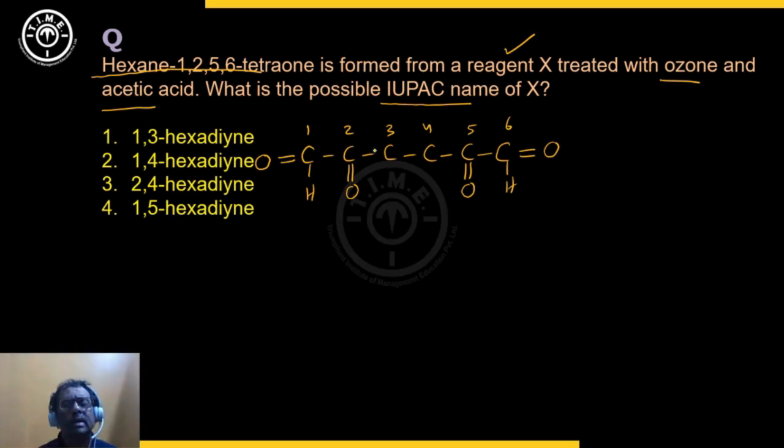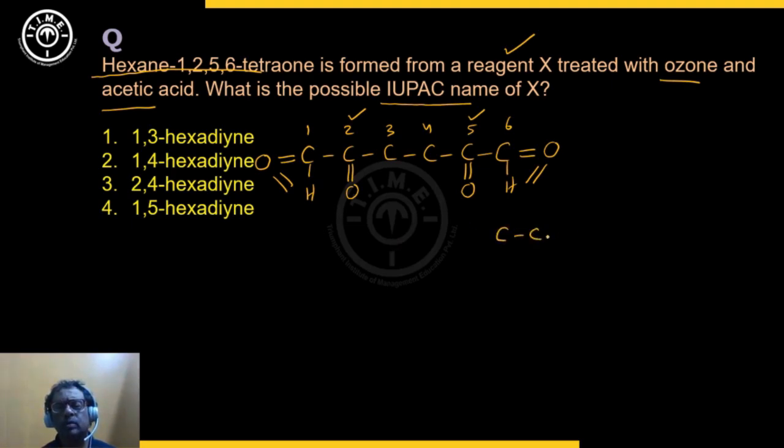Now, this is actually not tetraone. It is an aldehyde here and an aldehyde here, and the ones are at only the second and the fifth carbon. So this is actually 2,5-dioxohexane-1,2-dial. Correct? Now let us look at option 1, 1,3-hexadiene.